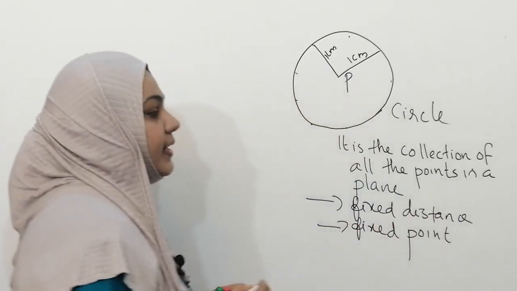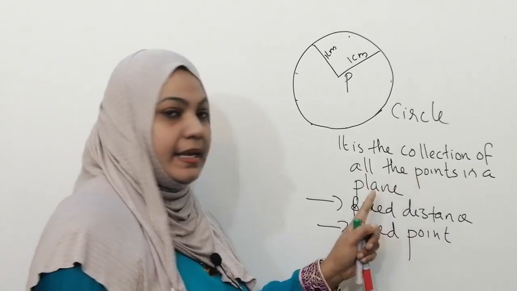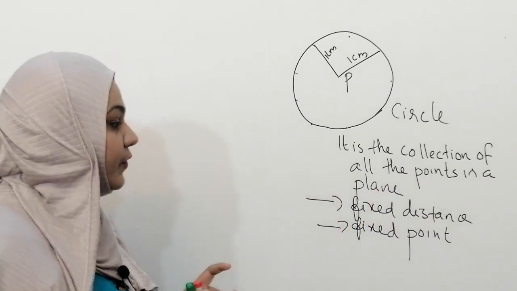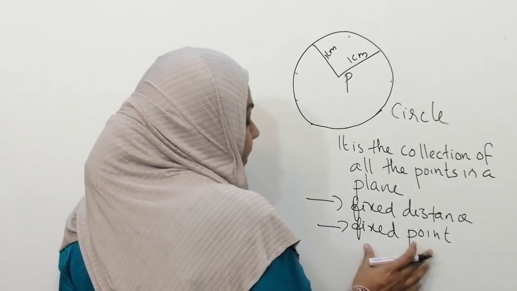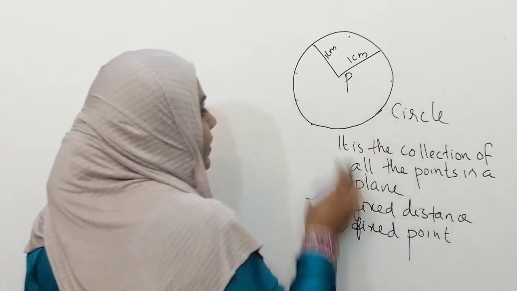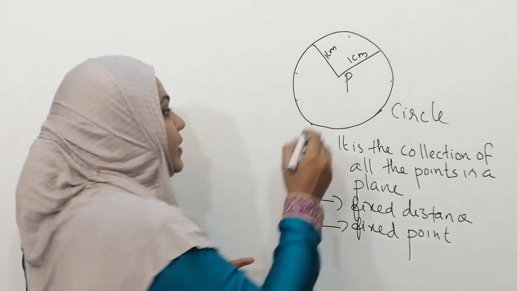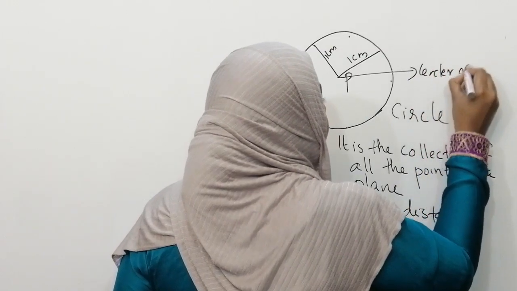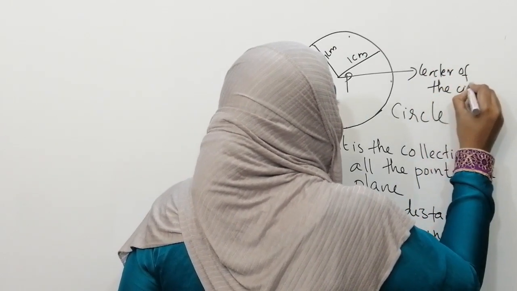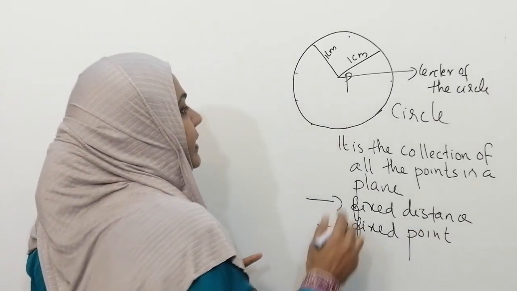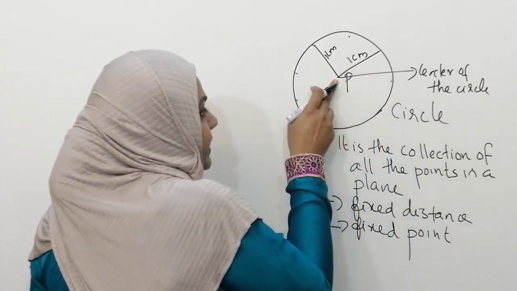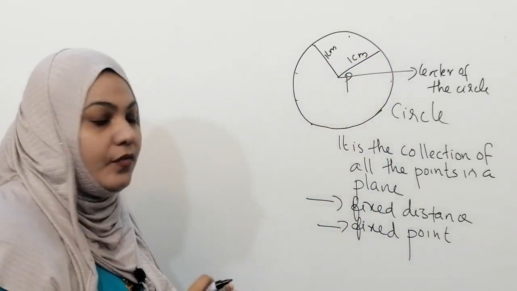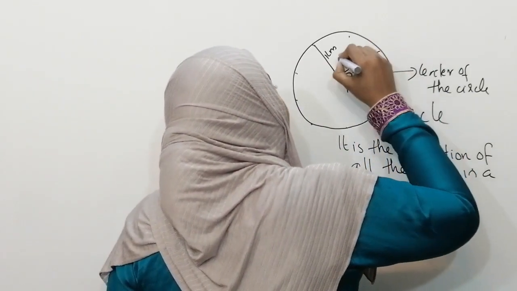So what is the definition of circle? It is the set of all points in a plane which are at a fixed distance from a fixed point. So fixed distance, a fixed point. What is the fixed point here? Point P. The fixed point is called center of the circle. The fixed distance from the center of the circle to the edge of the circle or the boundary of the circle is called radius of the circle.